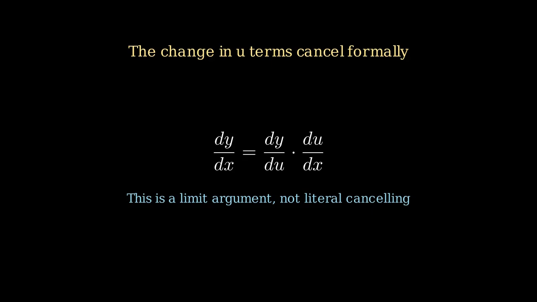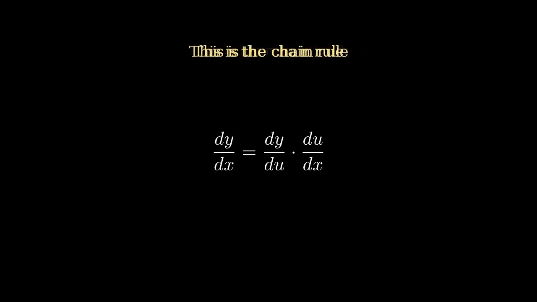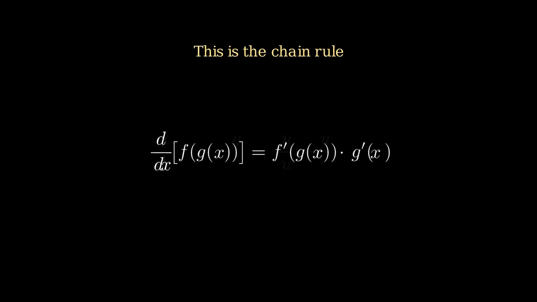Formally, the two change in u terms cancel, just like fractions, even though we must be careful because this is really a limit argument, not literal division. Putting the two pieces back together gives the chain rule. Derivative of f of g of x equals f prime of g of x times g prime of x.